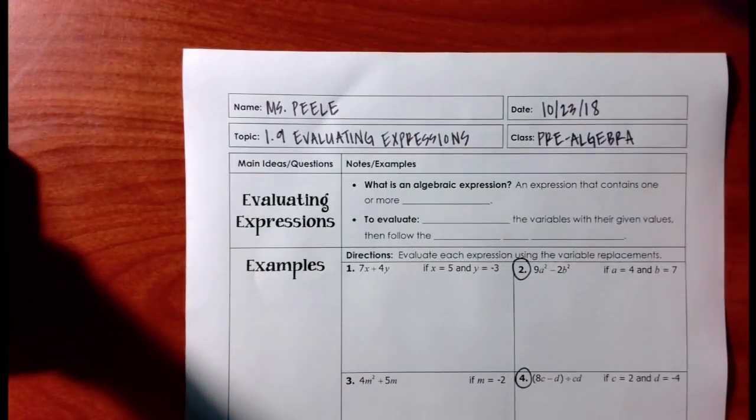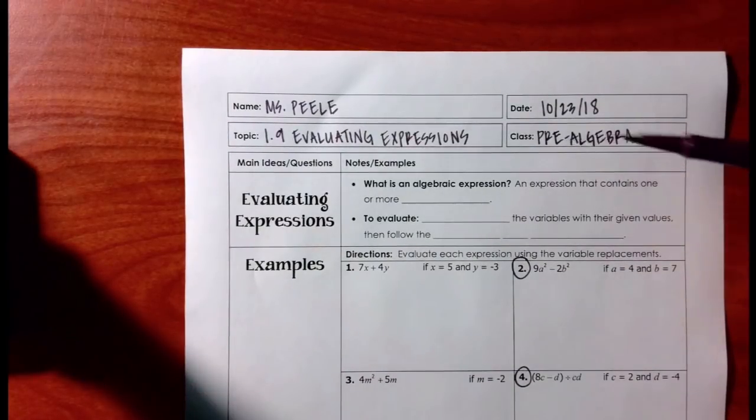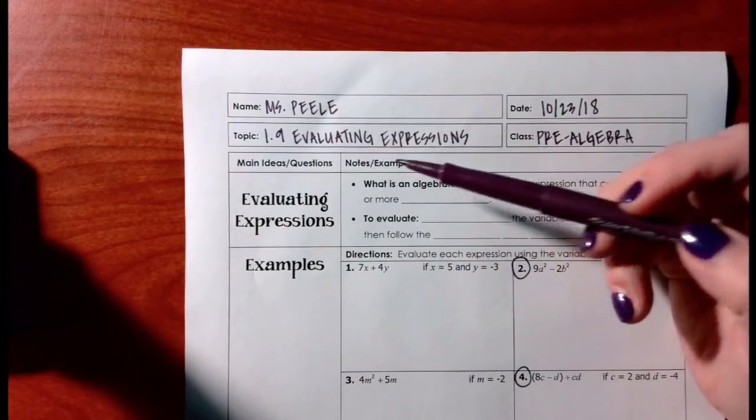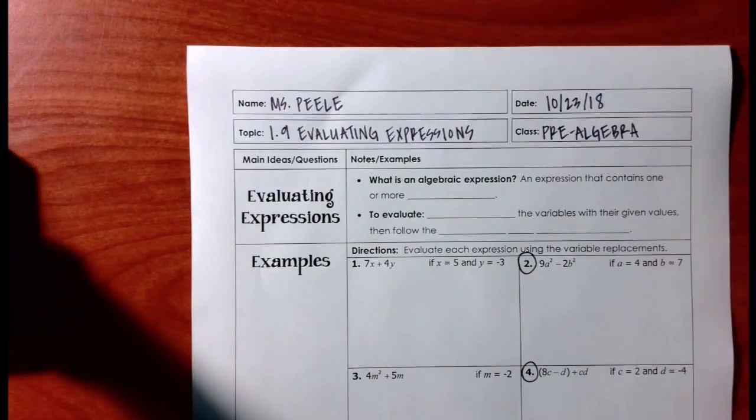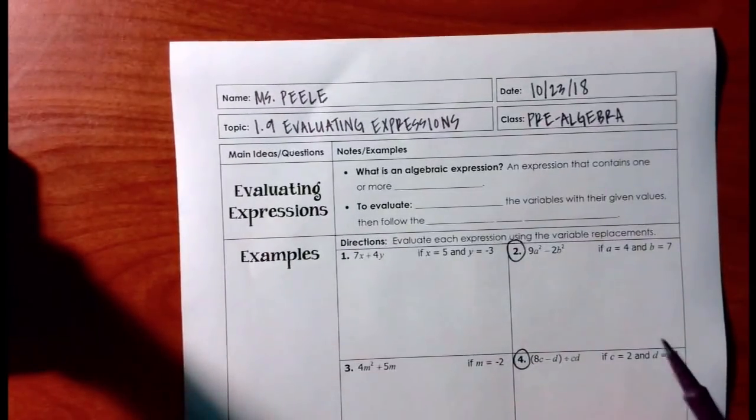Hey guys, we're going to be doing our second video lesson together. So today is going to be 1.9, evaluating expressions. It's not very different from what you've been doing. We're just going to combine order of operations to find the value of certain expressions.